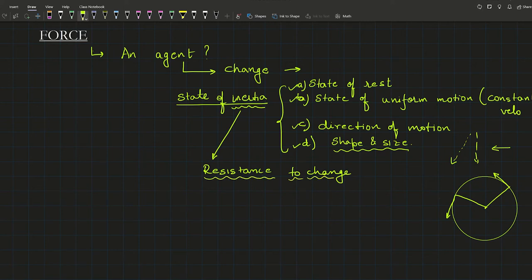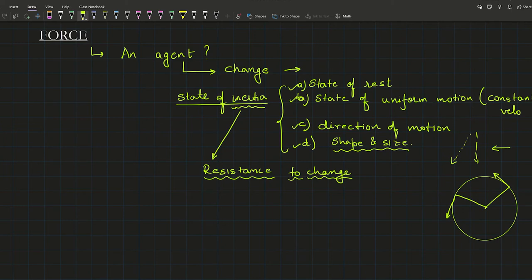For example, inertia can be of multiple varieties. Inertia of rest, meaning something which is at rest doesn't want to be changed. For example, when you are sitting comfortably somewhere, you don't want to be moved from that place. That's your inertia of rest. So you don't want to be displaced.